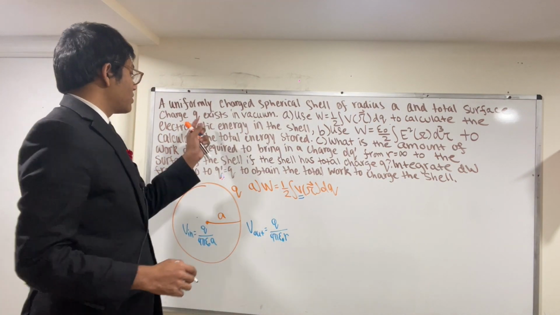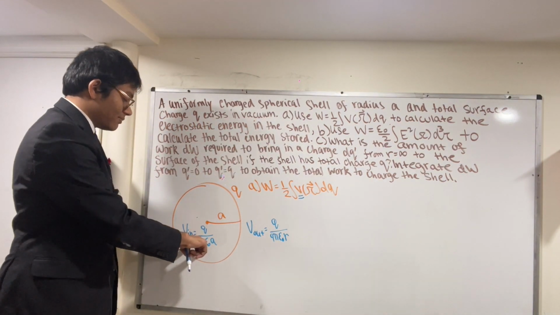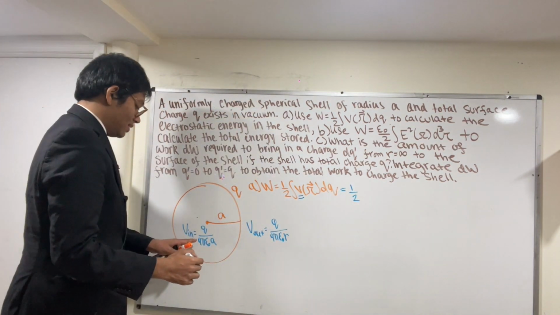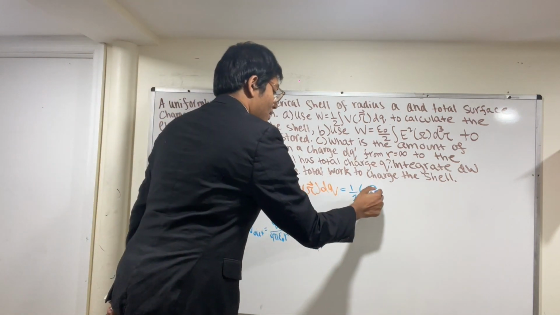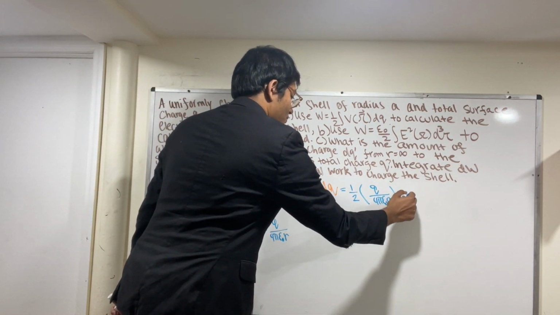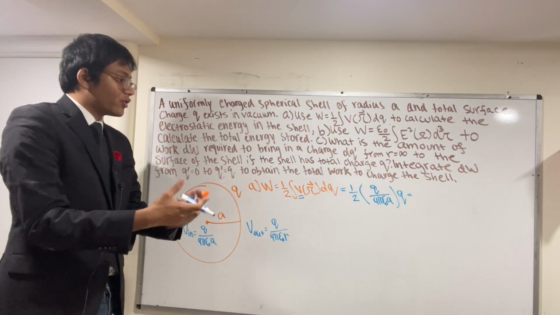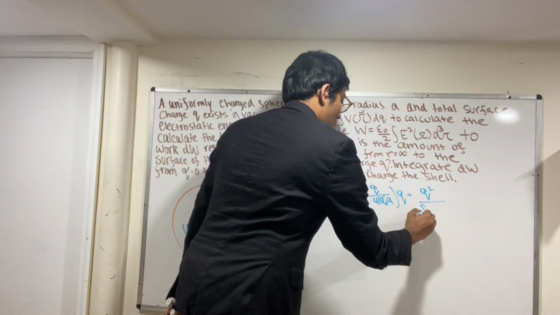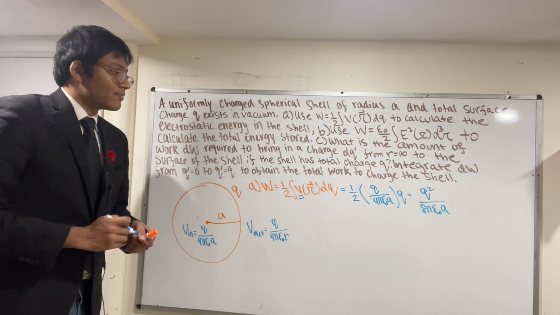Since we are asked to calculate the electrostatic energy inside the shell, we will use this potential and simply plug in. So we would have half, here's our V, q over 4 pi epsilon naught a, times q, right? Since we have dq, but we're summing over all the charge, giving us q, gives us q squared over 8 pi epsilon naught a. Not too shabby.